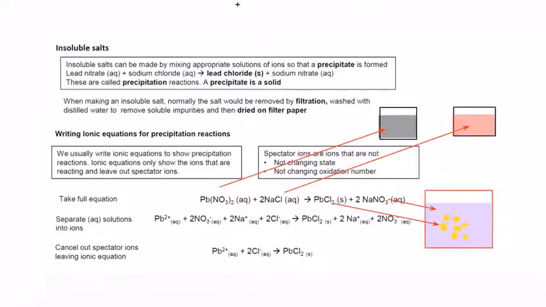How can I separate this lead chloride from sodium nitrate? So we can simply do filtration. Is it clear now?